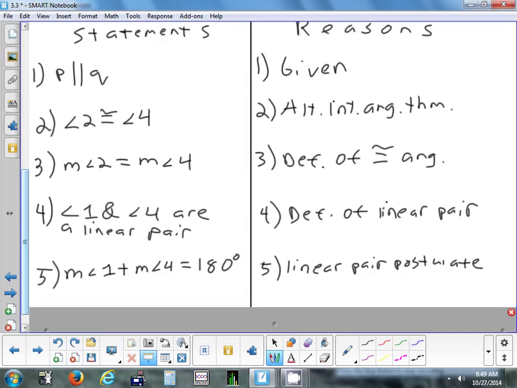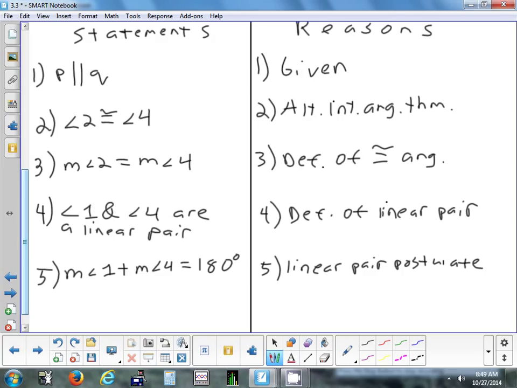Yep? Does it count on a test where you don't do the two-column proof, you just write out a paragraph? Sure, you could. If it doesn't say how to prove it, you could prove it any way you want. Unless it's set up where I give you the statements and then you have to fill in the reasons. If it's already set up as a two-column proof, then that'd be a little different. But in general, if it just says to prove and it doesn't say how, you can do it any way you want.